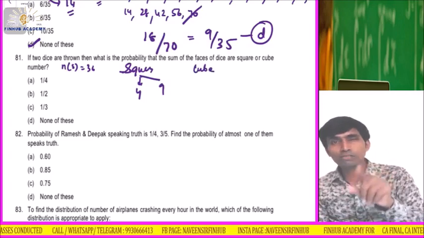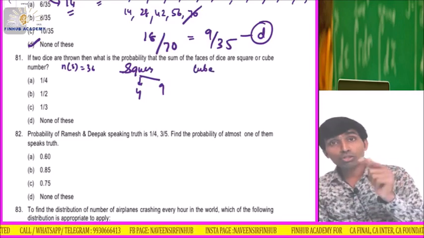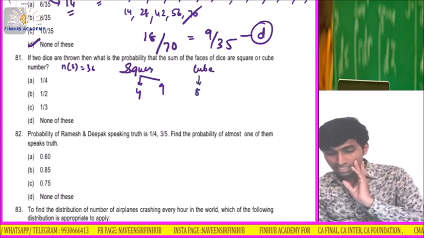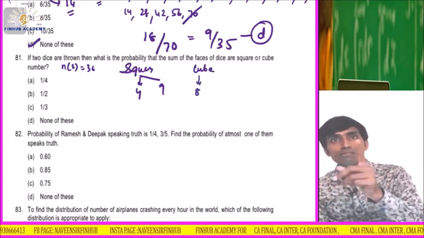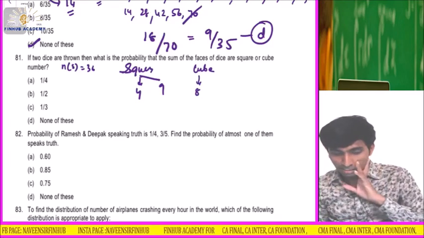Cube: 1 cube is 1, again not considered. 2 cube is 8, so the total should come as 8. 3 cube is 27, but 6 plus 6 is 12, so that is not possible. Understand?